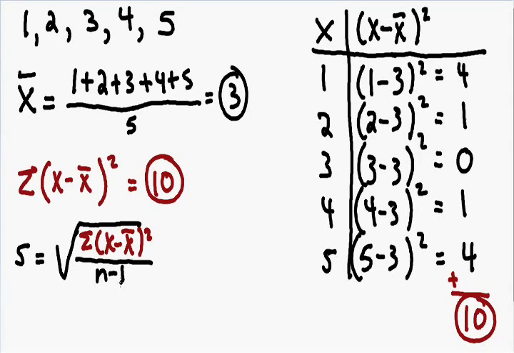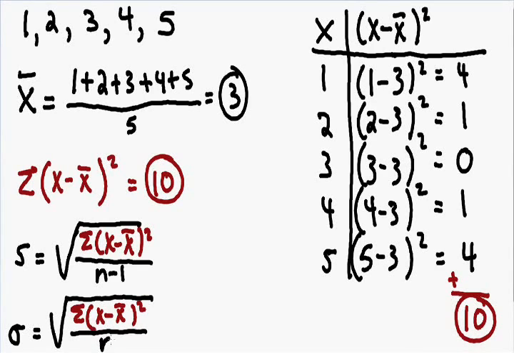And if we're talking about a population, then the formula for standard deviation is written with the Greek letter sigma. And it's really similar to the sample formula. It's equal to the square root. The numerator is exactly the same. It is the summation of x minus x bar squared. And this is all divided by just n instead of n minus 1.